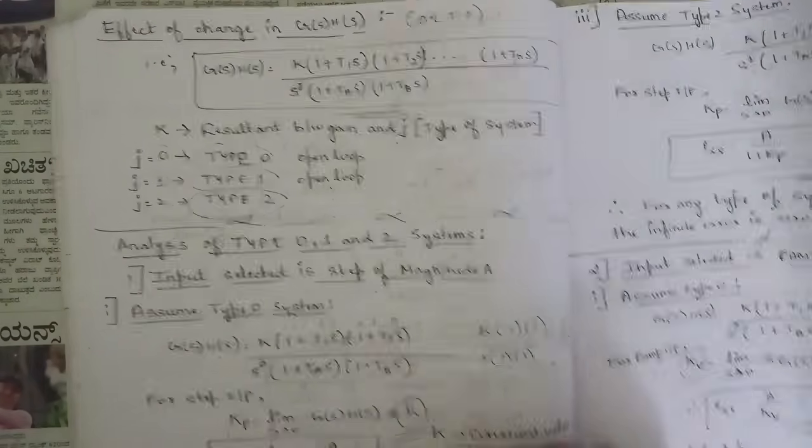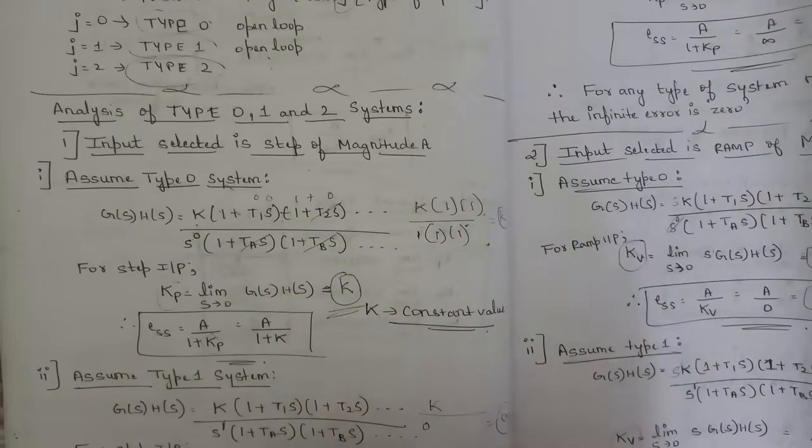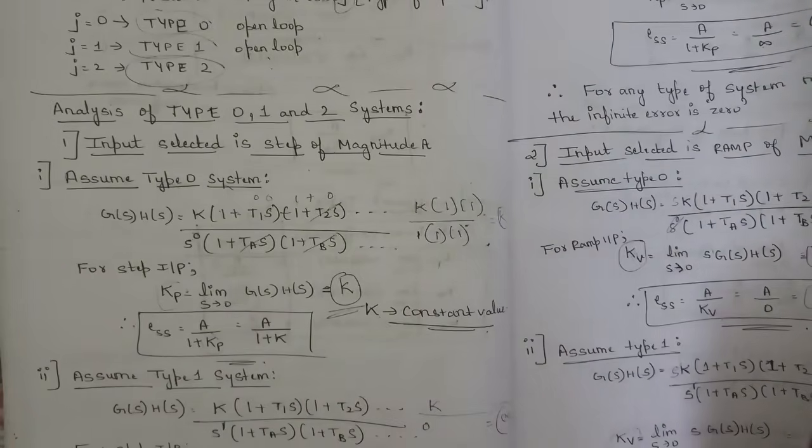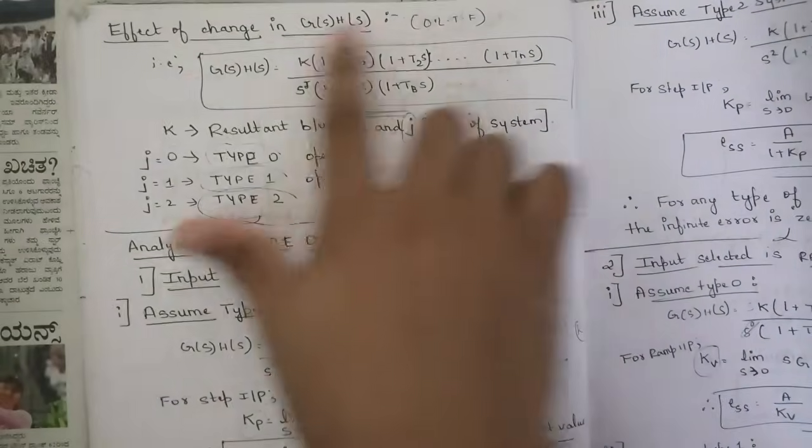So typically they would mention any one type of system. Okay, for that type of system you should apply all three kinds of inputs, that is step input, ramp input, and parabolic input, and we should check for the effect of change in G of S into H of S. That is, this is the general formula for that.